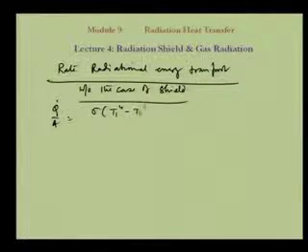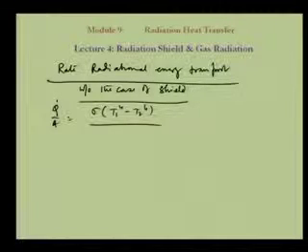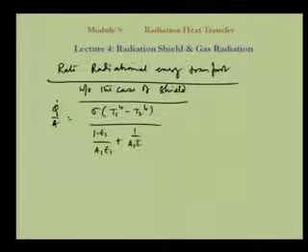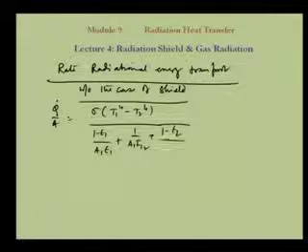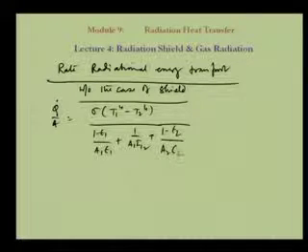the power 4 minus T 2 to the power 4 by all the resistances. Okay. And the resistances are (1 minus epsilon 1) by (A 1 epsilon 1) plus 1 by (A 1 F 1 2) plus (1 minus epsilon 2) by (A 2 epsilon 2).